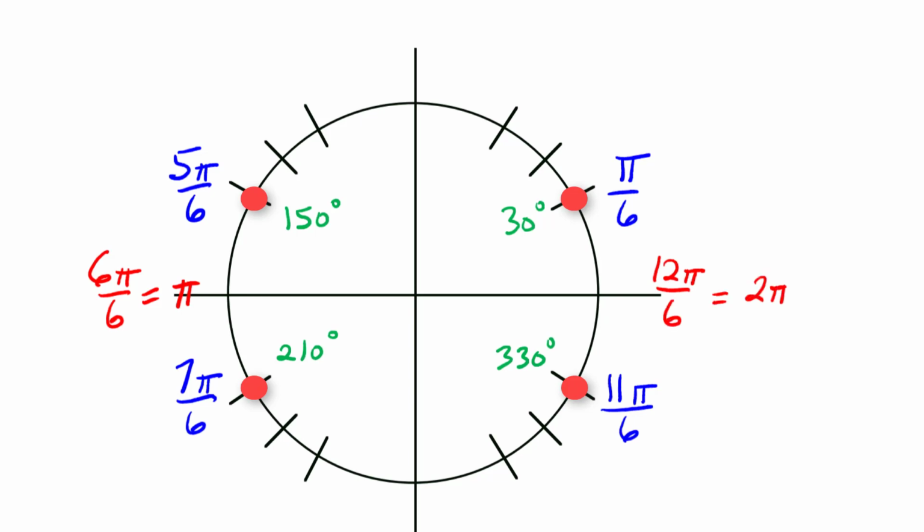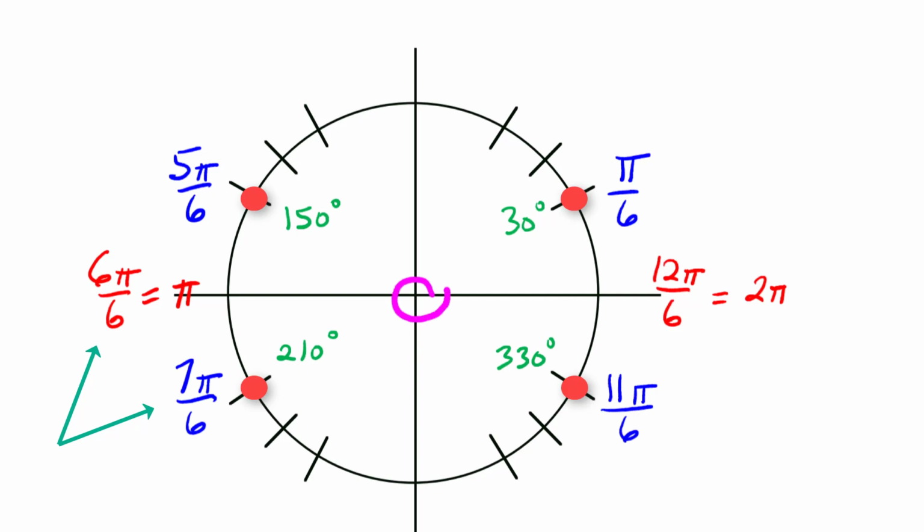Take a look for a moment at 5pi/6 and 6pi/6. Notice that 5/6 is just barely less than 6/6, and so that's why 5pi/6 is in quadrant 2. Likewise, 7pi/6 is greater than 6pi/6. That's why it's in quadrant 3.